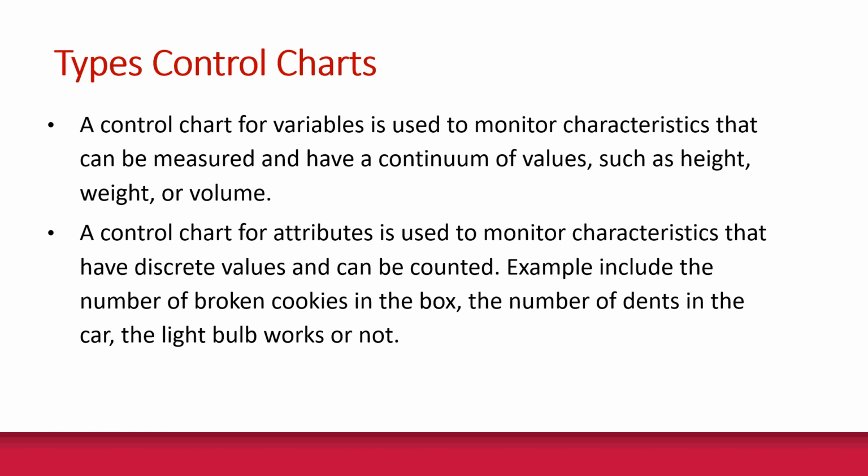A control chart for attributes is used to monitor characteristics that have discrete values that can be counted. These typically don't have units attached. For example, the number of broken cookies in a box, the number of dents in a car, or a light bulb, which either works or doesn't work. So it's a yes or no, that kind of thing. All these are what's known as attributes.